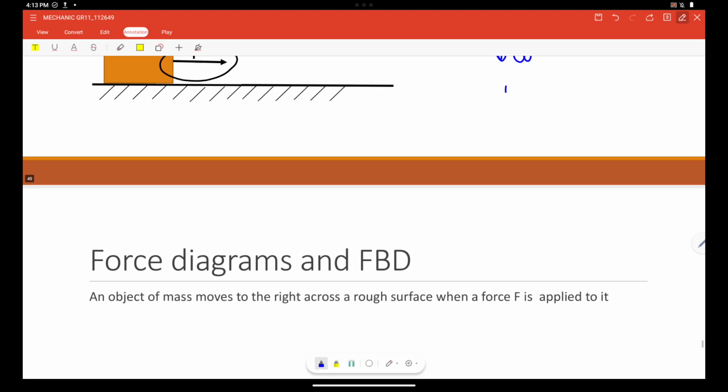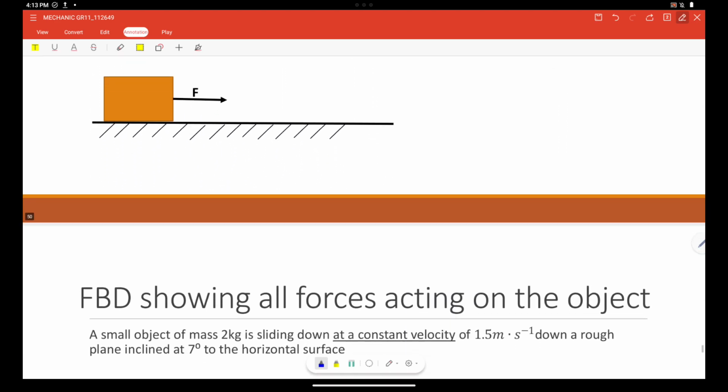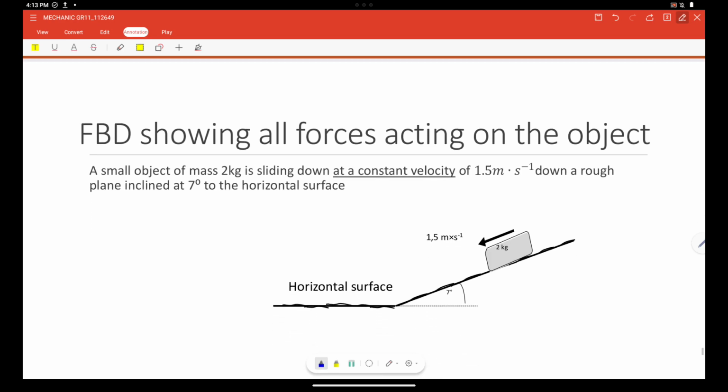So let us take another example. Please feel free to pause and try this out for yourself. Okay, this is the same thing. This one says a small object of mass 2 kilogram is sliding down at constant velocity of 1.5 meters per second down a rough plane.